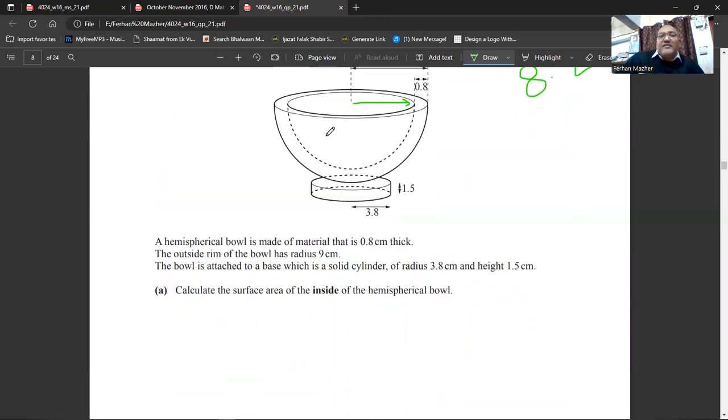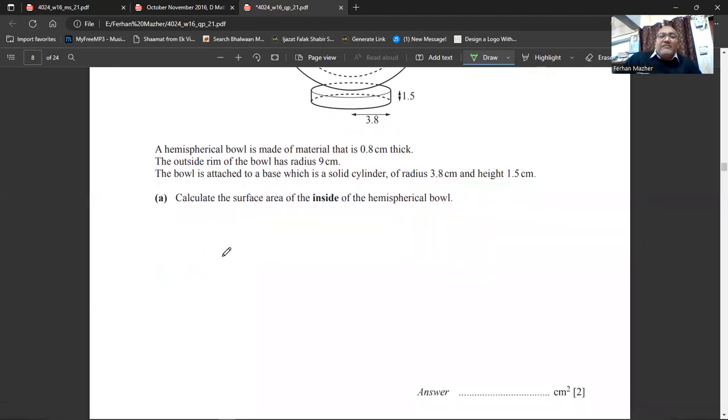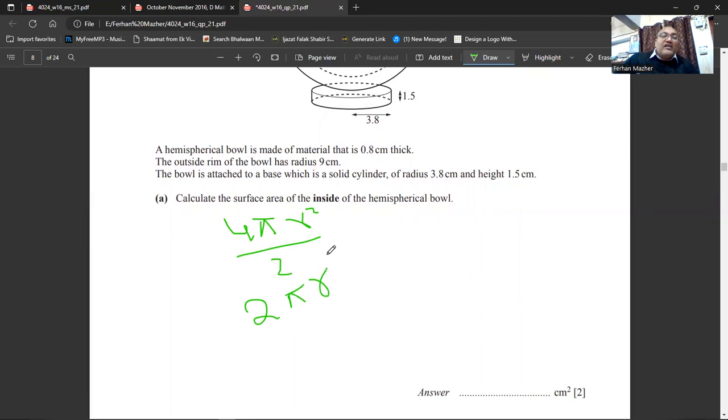The procedure is very simple. You know, the surface area of the full sphere is 4 pi r square. But because this is a hemisphere, you will divide it by 2. So it will be 2 pi r square. The radius here will be, I told you, 8.2 centimeters. So you just enter these values and you will be able to solve it.